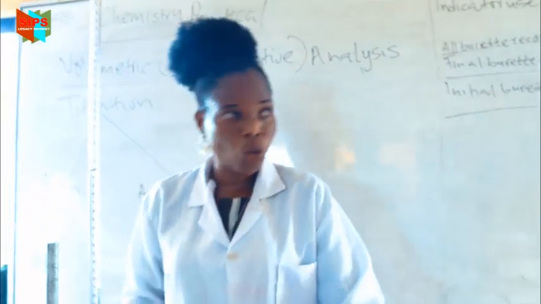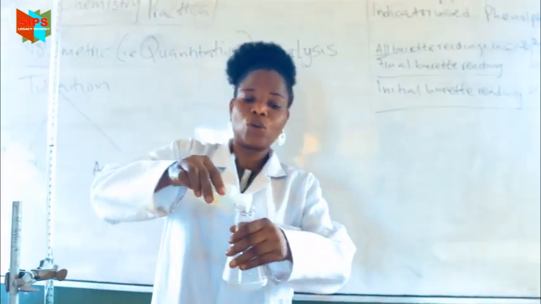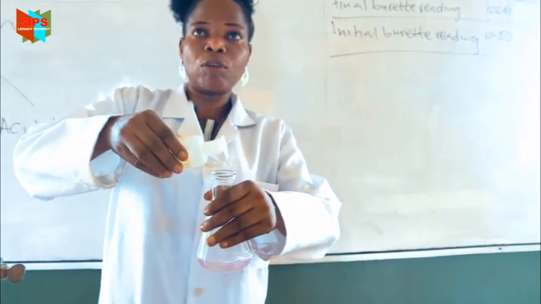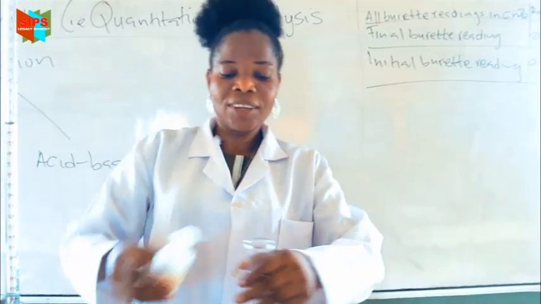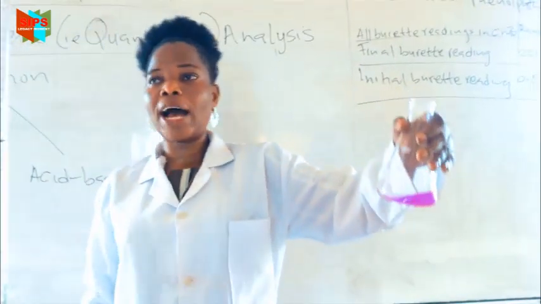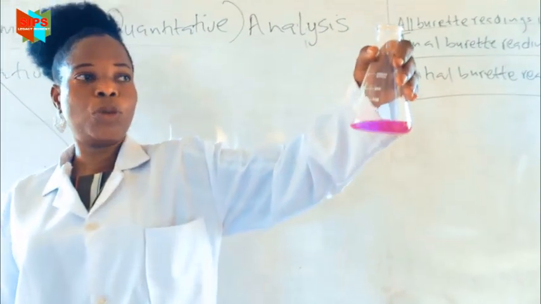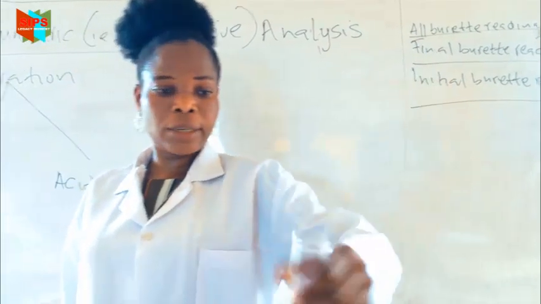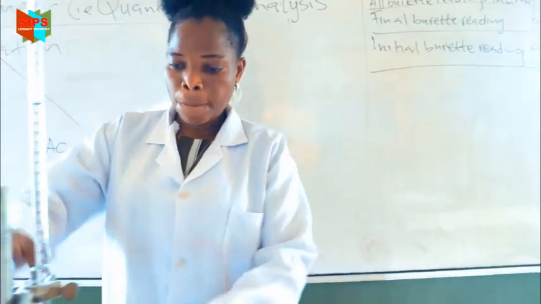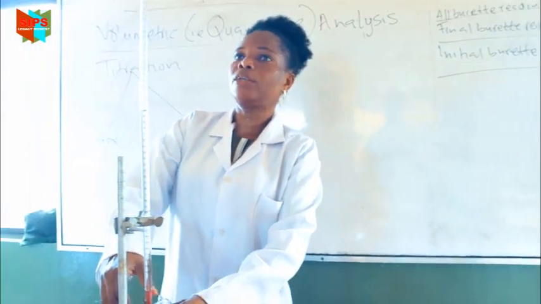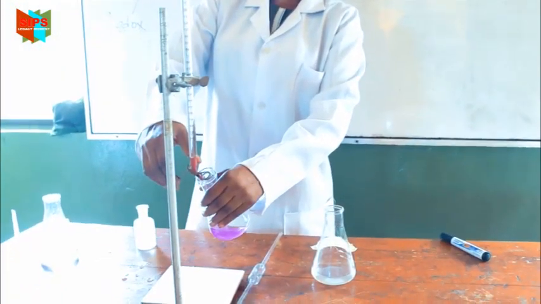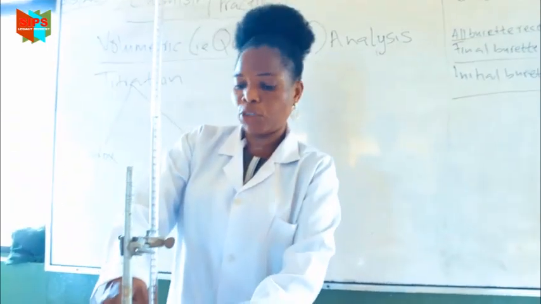So the next step is to add indicator. As I said, you add a maximum of 3 drops. You can add 2 or 3. One will not be too clear, and the color will not appear very well. So you use 2 drops or 3, maximum of 3 drops.